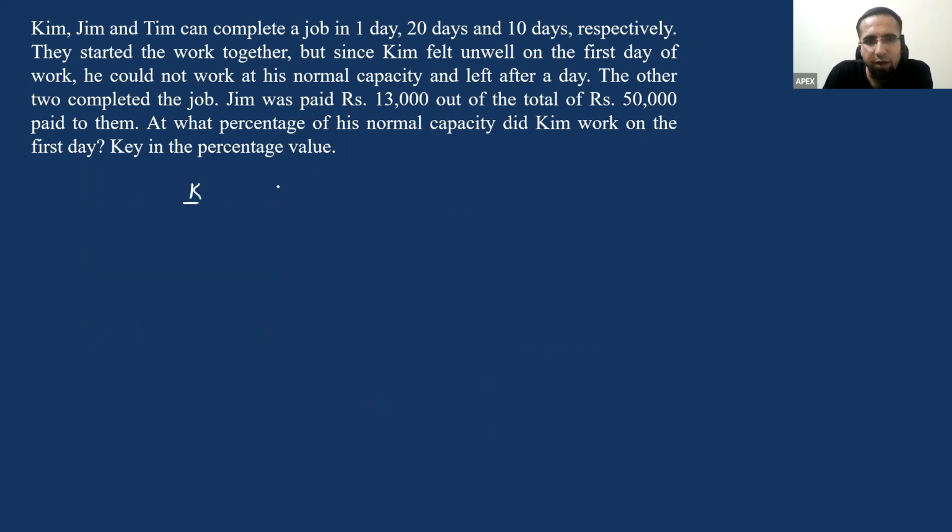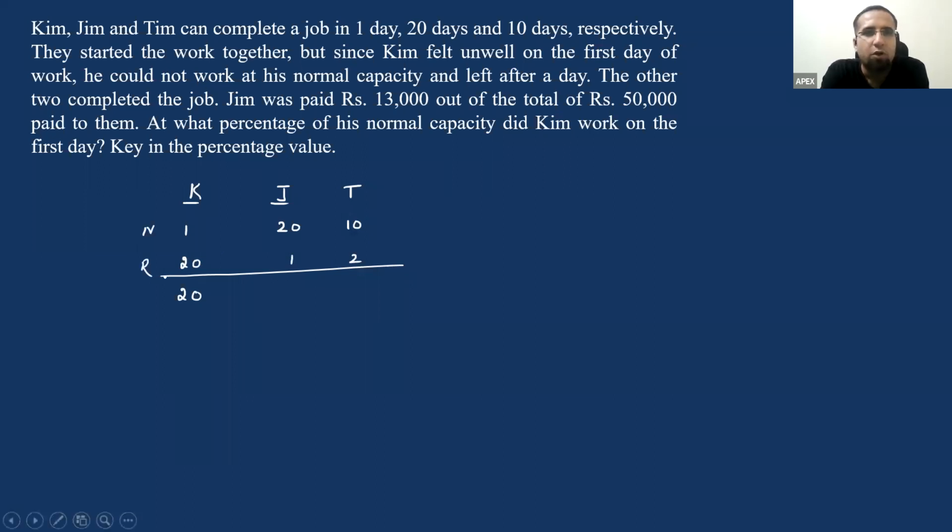So I have Kim, Jim, and Tim. This guy takes 1 day, this guy takes 20 days, and this guy takes 10 days respectively. So the LCM becomes 20, this is 20, this is 1, and this is 2. Now, what do I have?